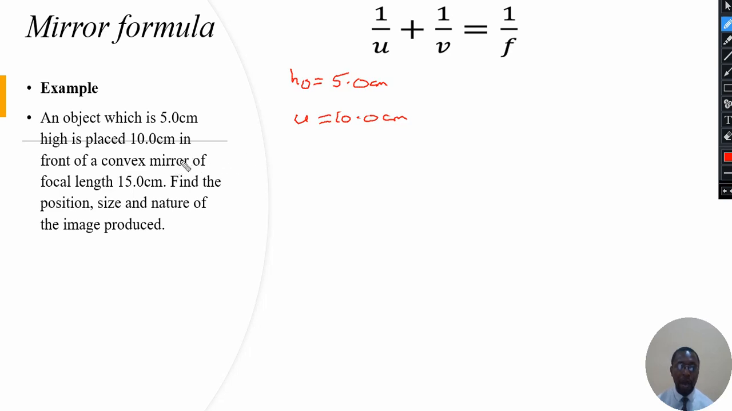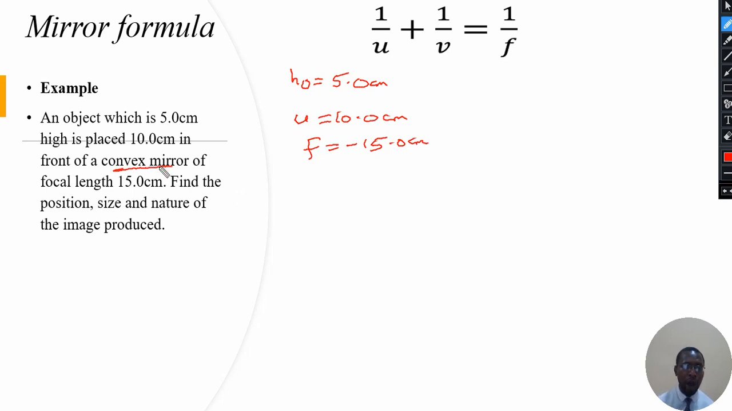Alright? And again, we are told that the focal length of that mirror is 15.0. But take note that the mirror is a convex mirror. Whenever the mirror is a convex mirror, the focal length is taken to be a negative value, minus 15.0. Even though it's not written in the question, we are expected to know that. Now find the position, size, and nature of the image produced.